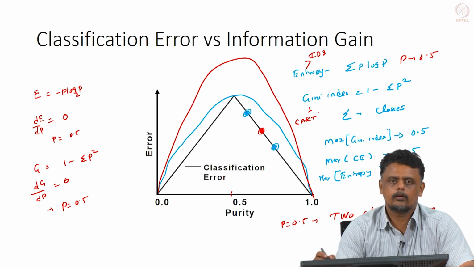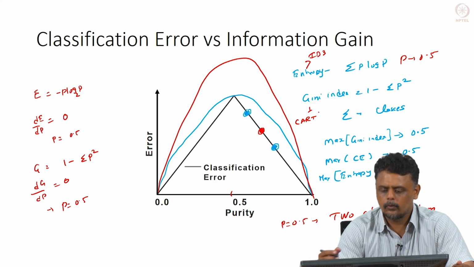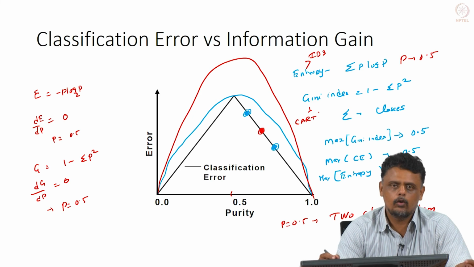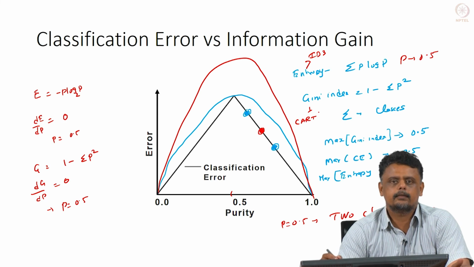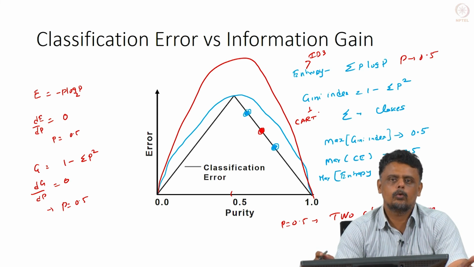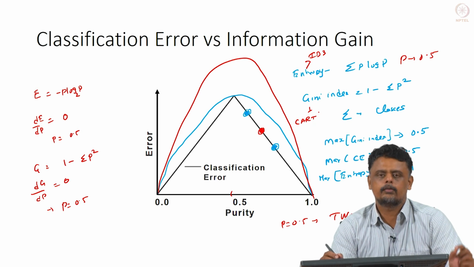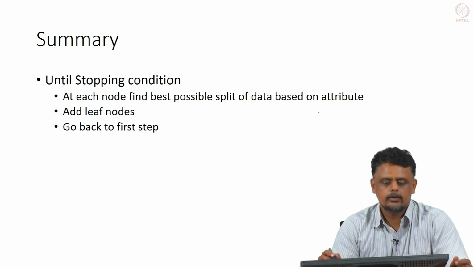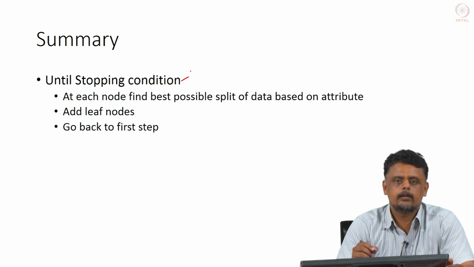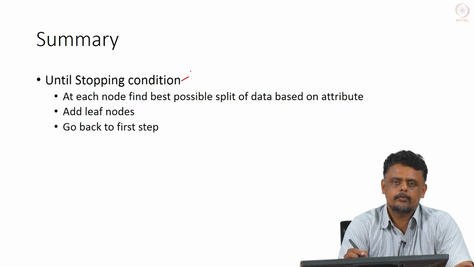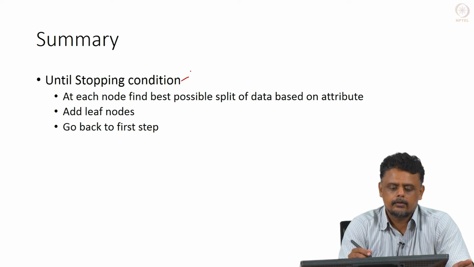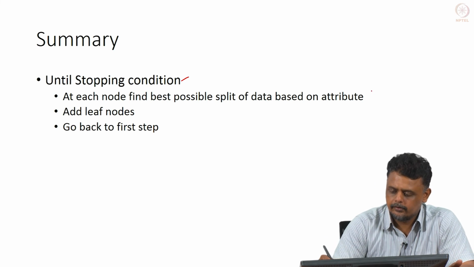Okay. There are different algorithms for doing this. One way of looking at this is a greedy search. At that particular node you are looking for the best split, instead of considering the entire tree as a whole. You just split based on the best criterion available at that time. So, it is like a greedy algorithm. And to summarize, based on a stopping condition, we looked at different stopping conditions, one of them being the depth of the tree. At each node you find the best possible split of data based on an attribute or feature.